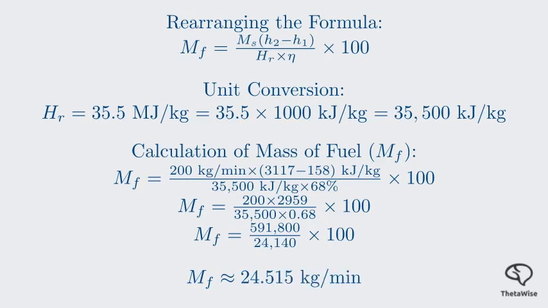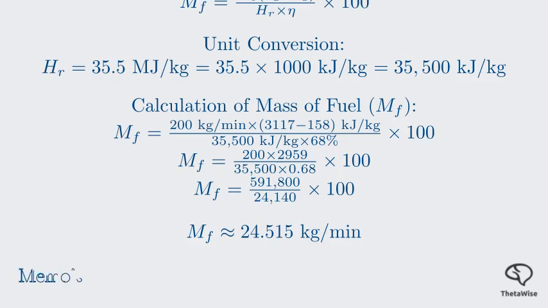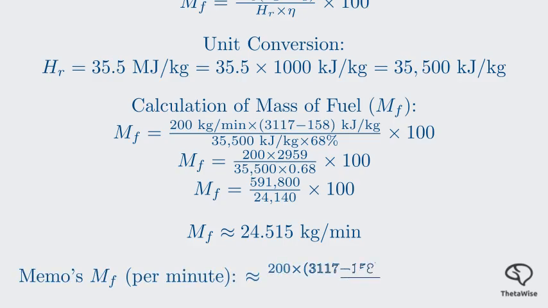The memo's calculation is a bit confusing. It calculates the fuel mass per minute first, but the calculation does not seem to align with the formula. Let's follow our step-by-step logic. According to the memo's value inside the parenthesis, their fuel calculation leads to about 24.515 kilograms per minute. This aligns with our result.